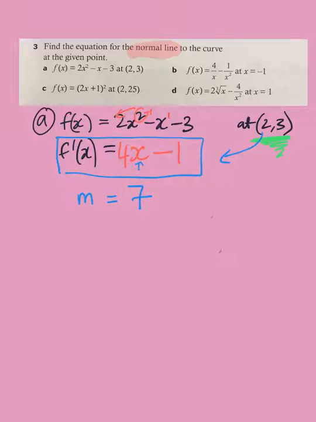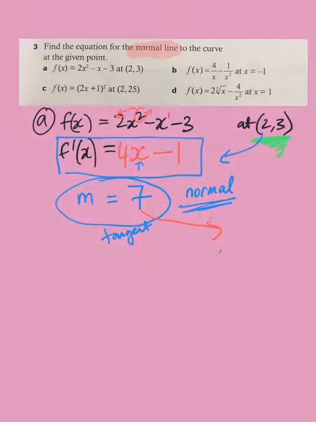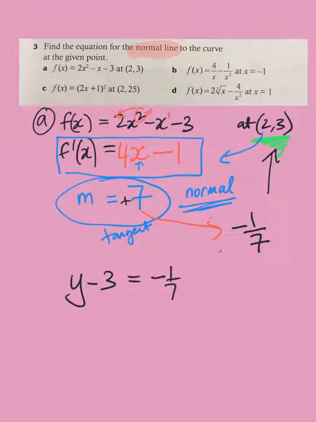But that is the gradient of the tangent, my friend. We want the gradient of the normal so that we can create the equation. So the normal is going to be the negative inverse of that, which is simply negative, because this is positive, negative 1 over 7 is the gradient we want for the normal. We've got the coordinates for this point here, so we can just go ahead and say y minus 3 is equal to, here's the gradient, x minus 2, and then just tidy that up really.